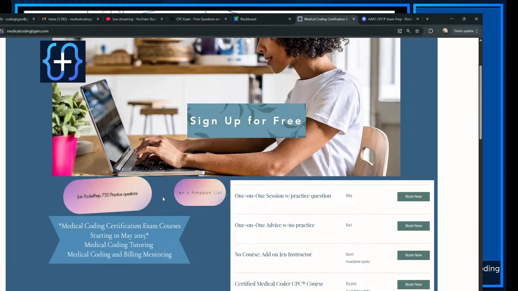But don't forget about the Amazon list. It's got everything that I literally have here on my desk. Everything, from the mouse to the keyboard to the pens and highlighters that I use, and how I keep my books from unraveling, what I'm using here, my little mushrooms and stuff. So it's all listed there in the Amazon list too.